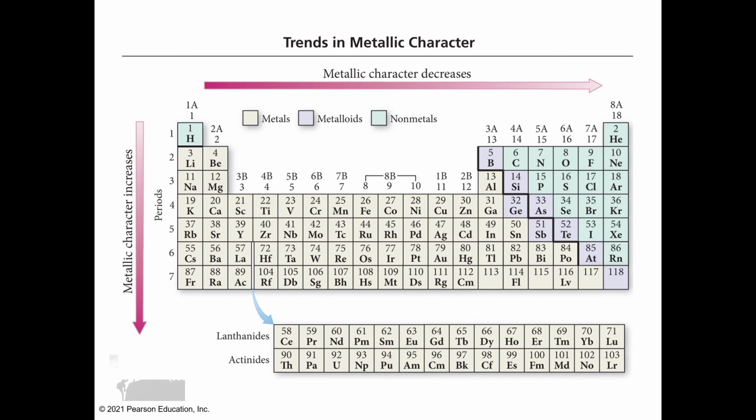You could add these to your periodic table with all your notes. Again, metallic character decreases going from left to right because metals are on the left-hand side. And metallic character increases going down a column.